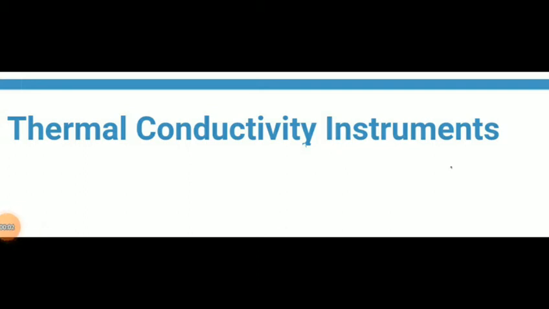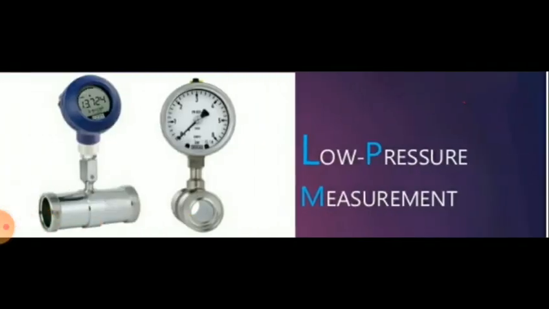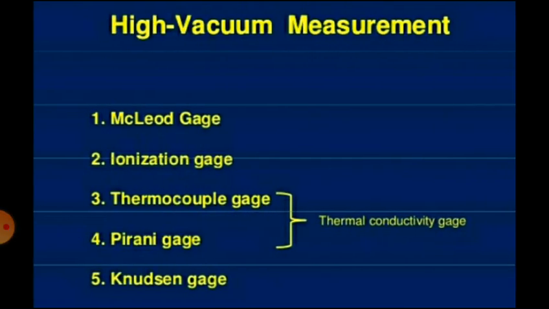Good morning. Today we will discuss thermal conductivity gauges. Thermal conductivity gauges are used for low pressure measurement or vacuum measurement. Different instruments that you can use for vacuum measurement are McLeod gauges, ionization gauges, Knudsen gauges and thermal conductivity gauges. Today we will discuss thermal conductivity gauges, in that thermocouple gauges and Pirani gauges.